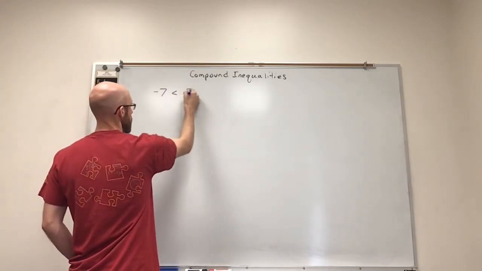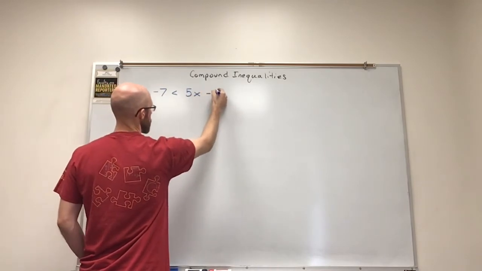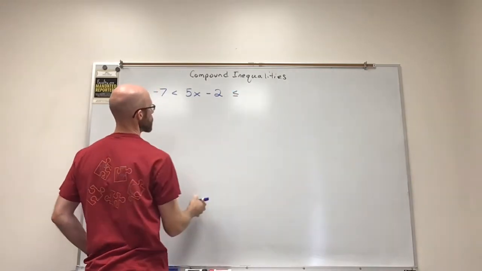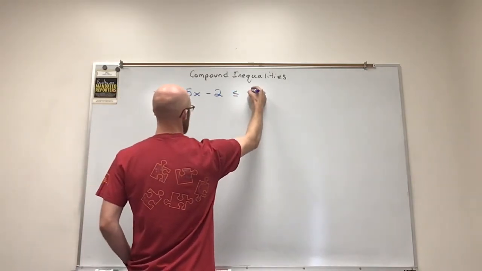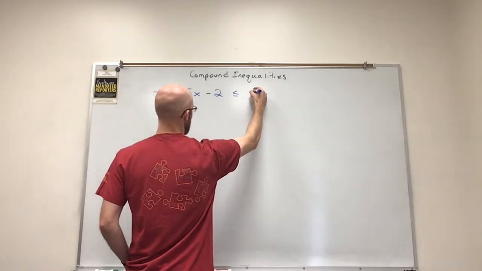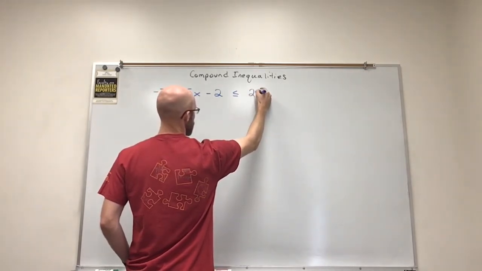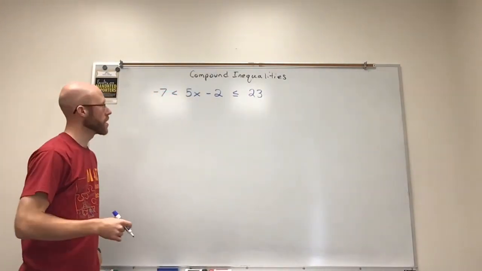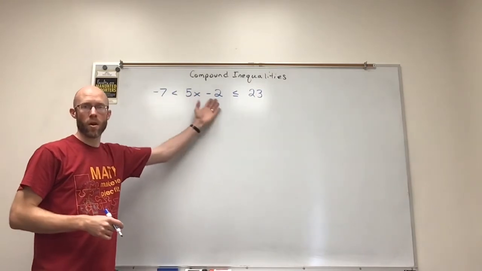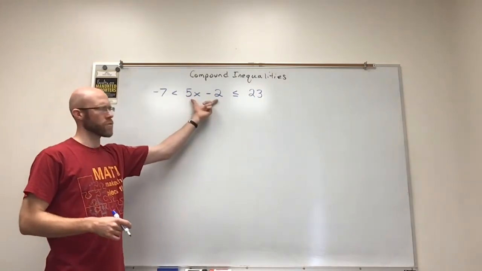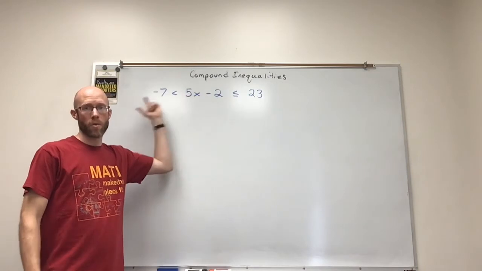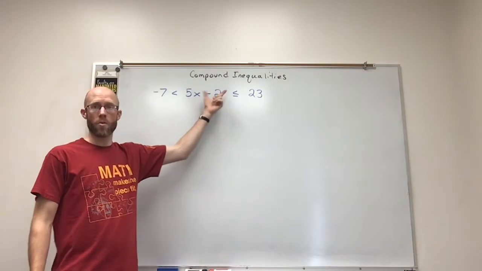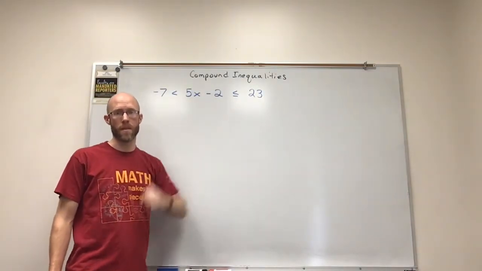So just as an example, if I were to set up an inequality like -7 is less than 5x minus 2, which is less than or equal to, let's say, maybe 23, something like this. We could solve this inequality. Again, it is a three-part inequality. It does have an interesting algebraic expression in the middle with numbers on the ends.